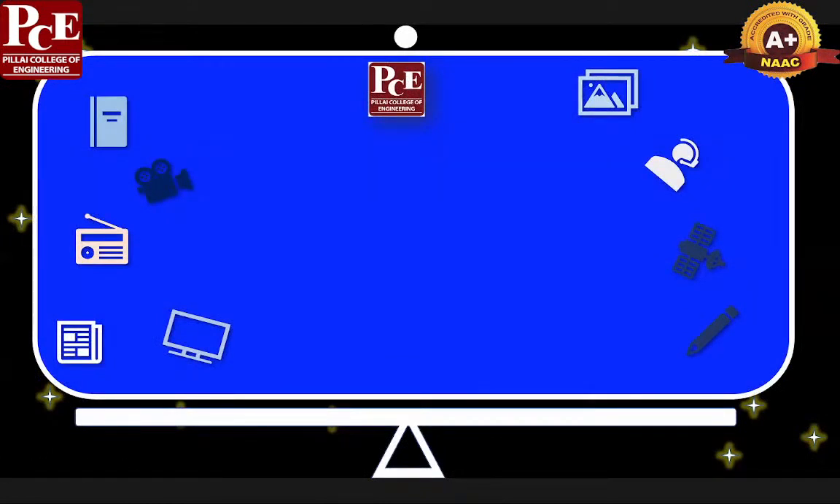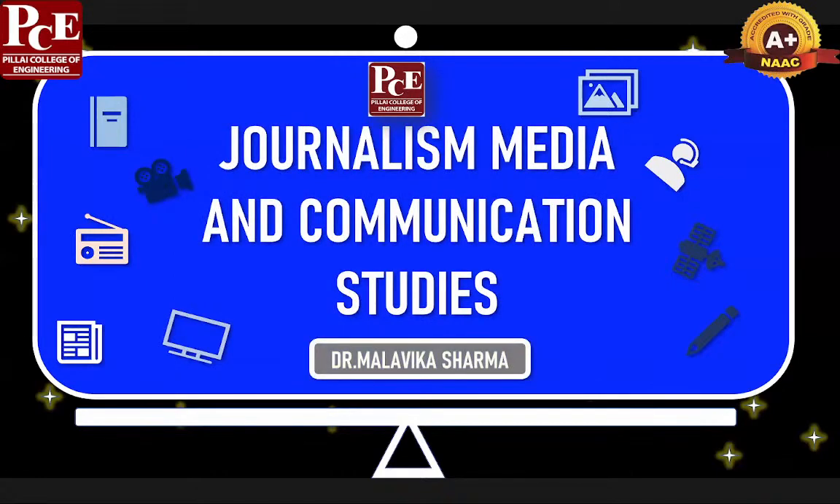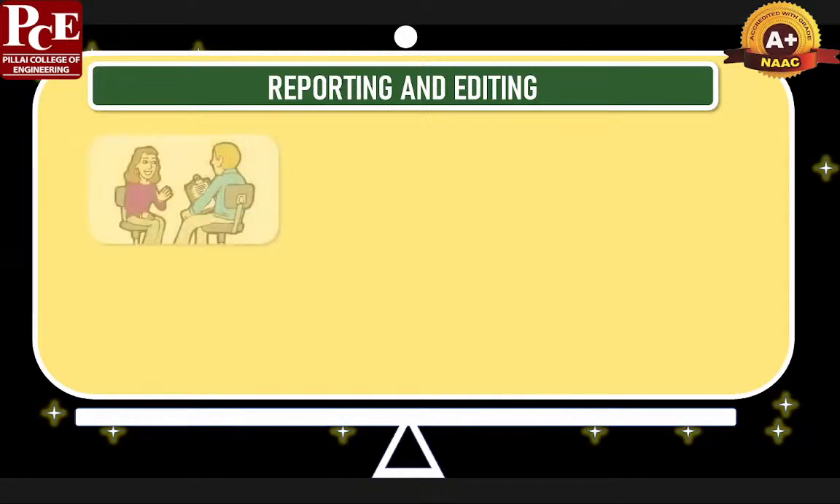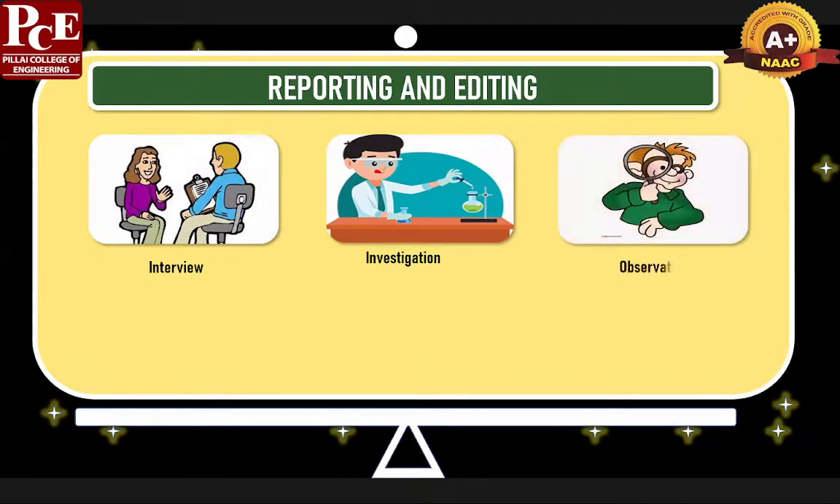Okay, so this is the next part of the topic, that is journalism, media, and communication studies. And here I would like to take you to the different modules that are included in this subject. The first topic, of course, apart from giving you the basic idea of journalism and media and mass communication, I would go ahead with the different modules that are included in the subject. So first is reporting and editing. We report in the form of taking an interview, for example, and on the basis of an investigation that is being conducted, or on the basis of an observation. These are three major ways of reporting.